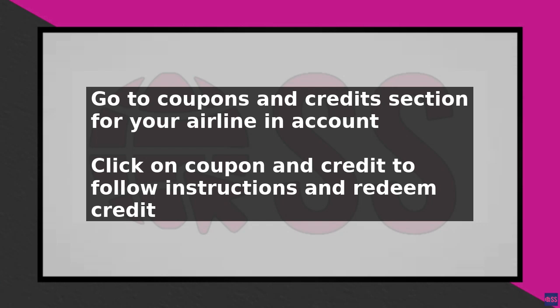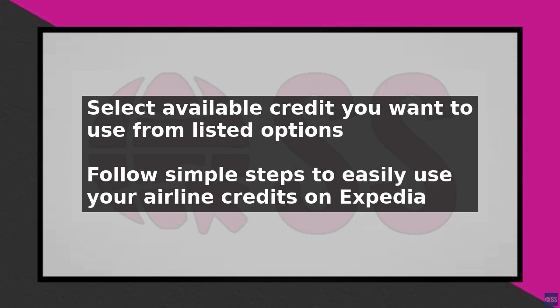To redeem your credit, go to the Coupons and Credits section for your airline, which can be found in your account. Click on Coupon and Credit, choose the credit you want to use, and follow the instructions. Your available credits will be listed, and you can select the one you want to use. By following these simple steps, you can easily use your airline credits on Expedia.